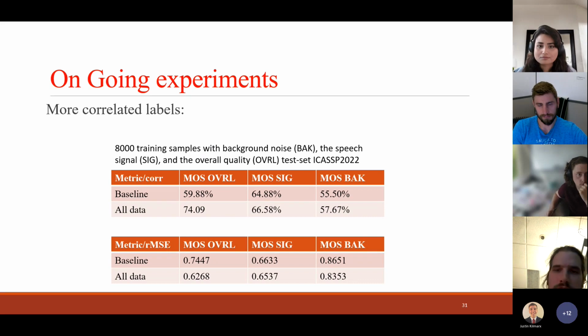I see Ivan raised his hand. Ivan, go ahead. Just while we're on this, I assume that in the first table, this 74.09 is a percentage. Yes. And the second table are the correlation coefficients? The second table is root mean square error. The first table is the absolute error. Yes. Thank you.